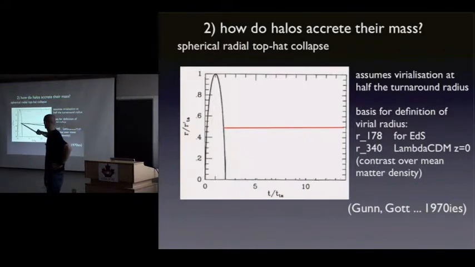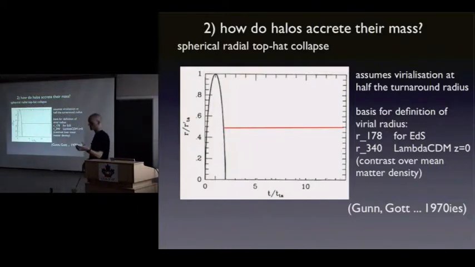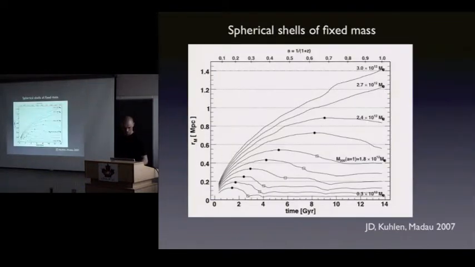And then one says, at this time, this is the virial radius of this perturbation, and you can compare the density within the virial radius to the cosmic density. And you'll see that the virial radius has to enclose exactly 178 times the critical density in a matter-dominated universe. And it's slightly larger in lambda CDM at redshift 0. So it's also redshift dependent in lambda CDM. So these are very widely used scales based on these very simple pictures, very simple ideas.